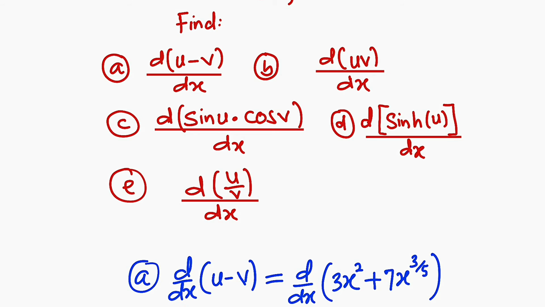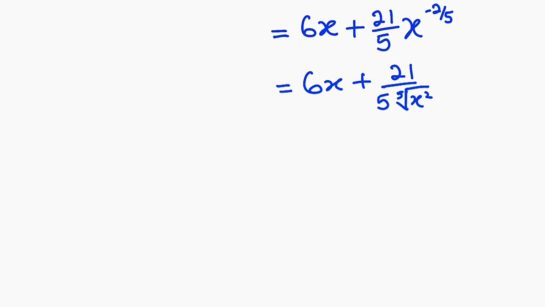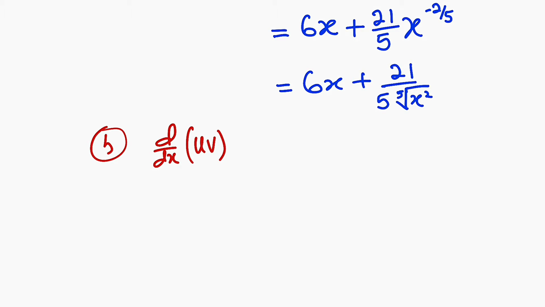The second problem, we want to find the derivative of u multiplied by v. All right. We want to find d over dx of uv. We don't have to apply product rule here. We can just use one of the laws of indices to simplify uv. Then we take the derivative.